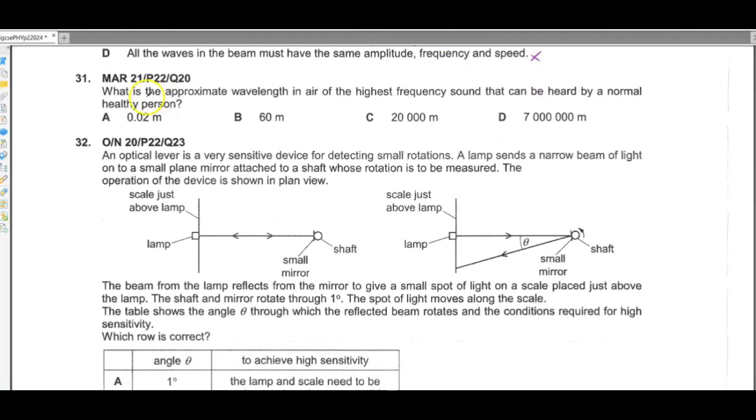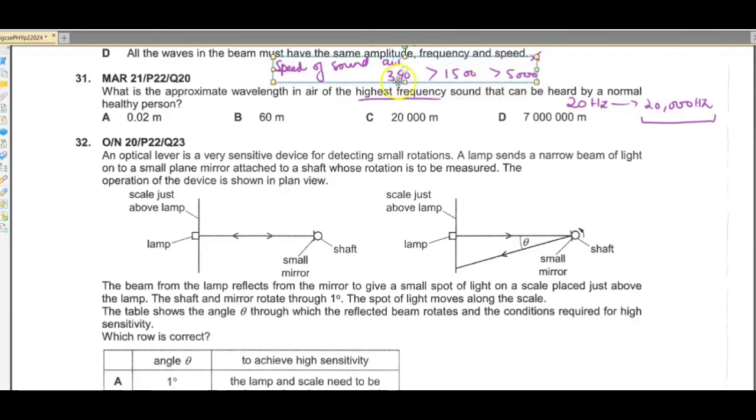ठीक है? 31. What is the approximate wavelength in air of the highest frequency sound that can be heard by a normal healthy person? Okay, a normal healthy person can hear a sound ranging from 20 hertz to 20,000 hertz. So it says that the sound of the highest frequency, so we are going to use the value of 20,000. And it's the wavelength in air. So we know that the speed of sound basically in air is 330 to 340 meters per second. Then it's 1500 in liquids and almost 5000 in solids. So we can use a value of 340 over here.